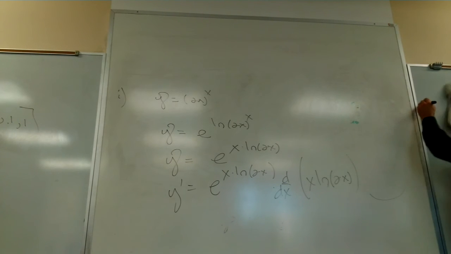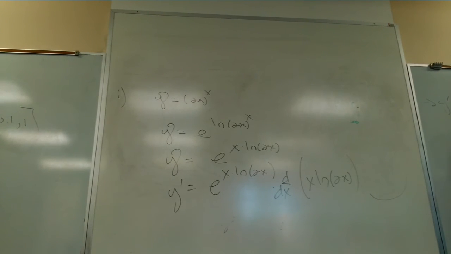It's just that in differentiating that beast, I'm going to have to use the product rule. So I've got e to that nasty looking power. Now differentiating that product, doesn't that give me the first times the derivative of the second plus the second times the derivative of the first?